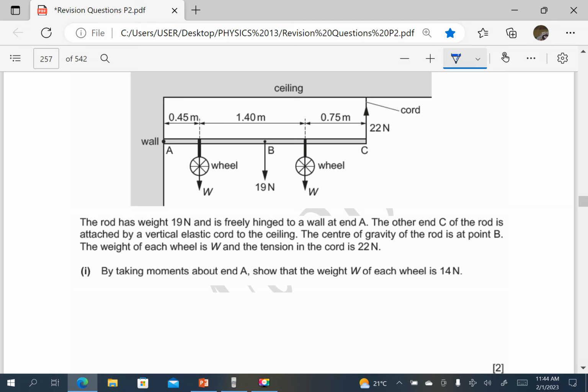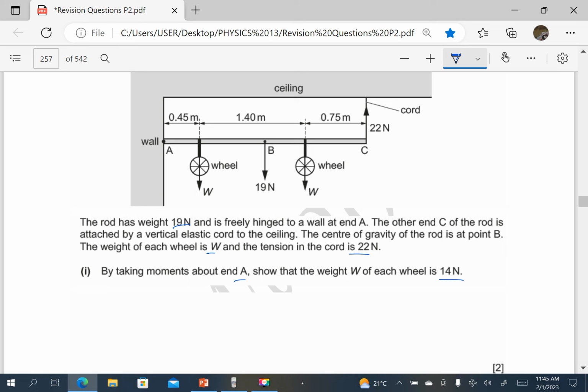The rod has weight 19 newtons and is freely hinged to a wall at end A. So the weight is at, remember, if the rod is uniform, its weight is at the midpoint. The other end C of the rod is attached by a vertical elastic cord to the ceiling. The center of gravity of the rod is at point B. The weight of each wheel is W, and the tension in the cord is 22 newtons. By taking moments about A, show that the weight W of each wheel is 14 newtons.